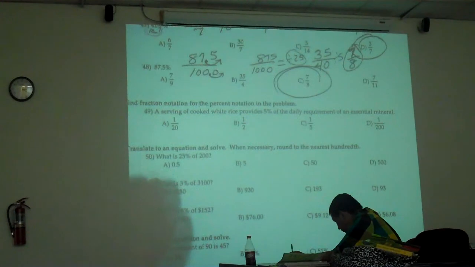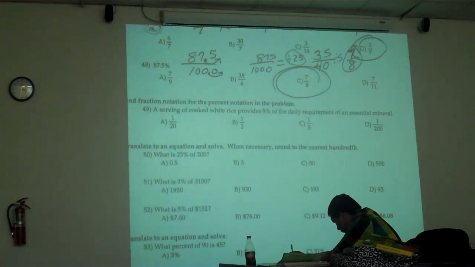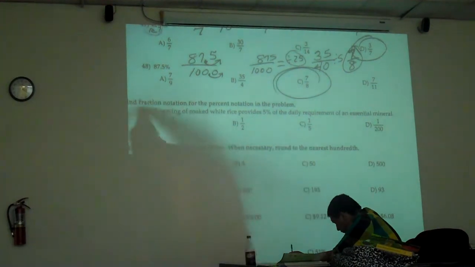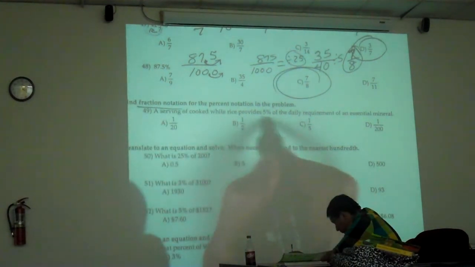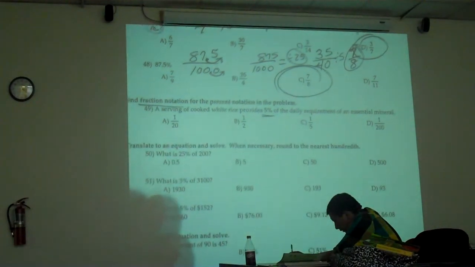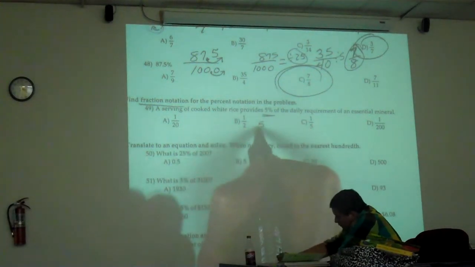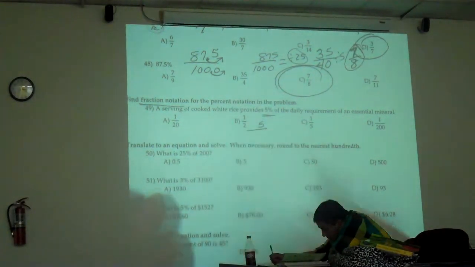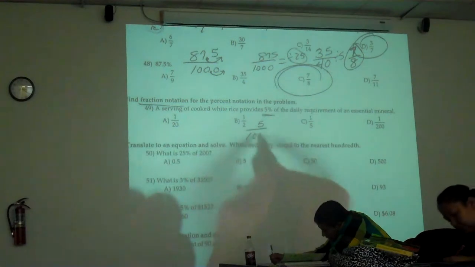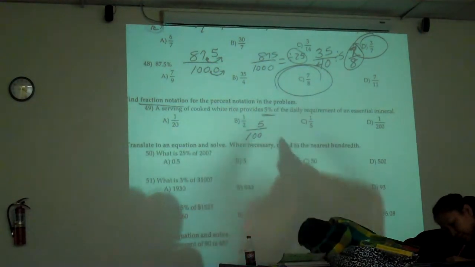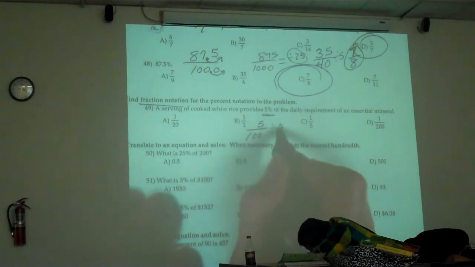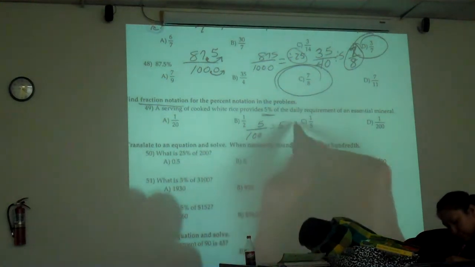Okay, 49. A serving of cooked rice provides 5%. What are we going to do with that number? Find fraction for the percent. 5% is what? 5 over 100, divide by 5. 1 over 20.